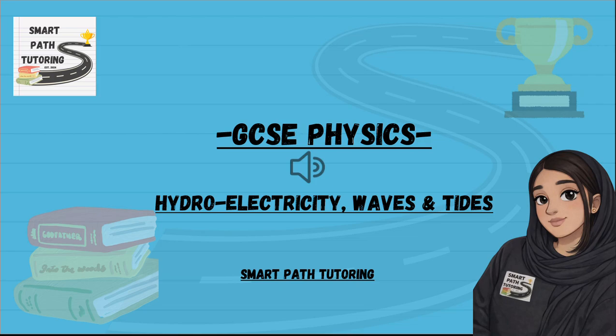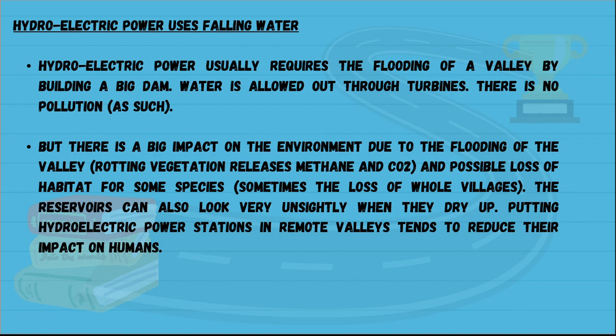GCSE Physics, Hydroelectricity, Waves and Tides. Hydroelectric power uses falling water. Hydroelectric power usually requires the flooding of a valley by building a big dam. Water is allowed out through turbines.